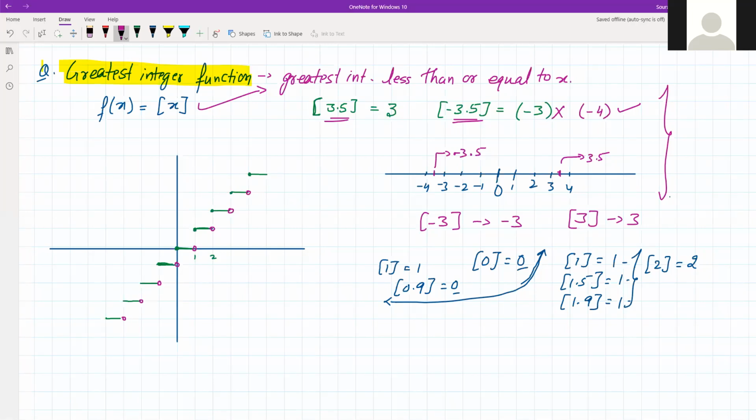So we say that this is discontinuous at all integers. Right? So all integer values, that means all those x which belong to integers, it is discontinuous.